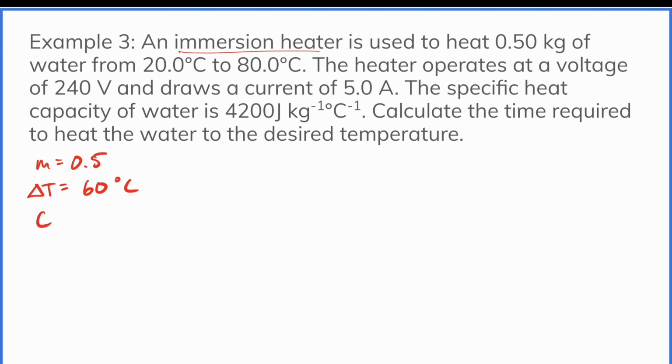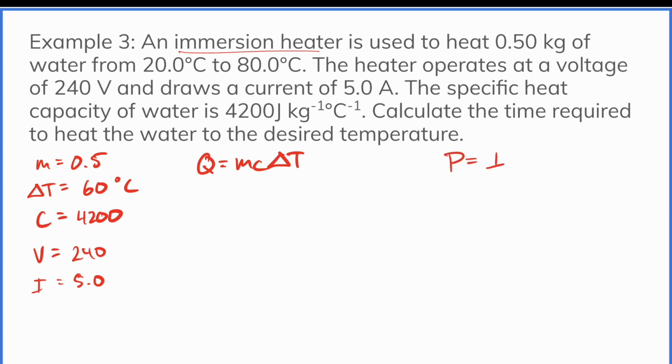We have a specific heat capacity of 4,200 joules per kilo per degree Celsius. And then we have a potential difference of 240 volts and a current of 5 amps. So what's connecting all of these things together? Well, we know that the m, c and delta T formula is Q equals mc delta T. That's the specific heat capacity formula, with Q being the energy. And IV reminds me of the power formula for electric power. So electric power is P equals IV.